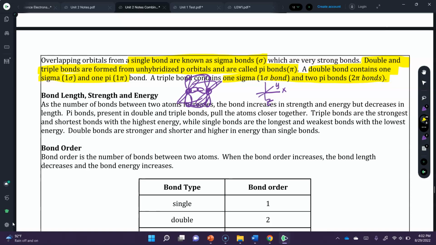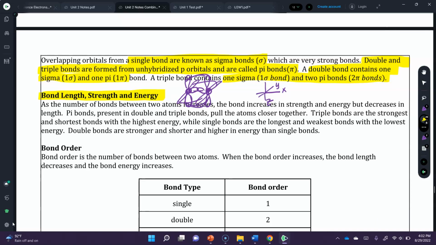But if we have a double or a triple bond, the additional bonds after that first bond are pi bonds. A double bond has 1 pi bond from overlapping p orbitals. Triple bonds have 2 pi bonds from overlapping p orbitals. Okay, so then we have bond strength and energy.